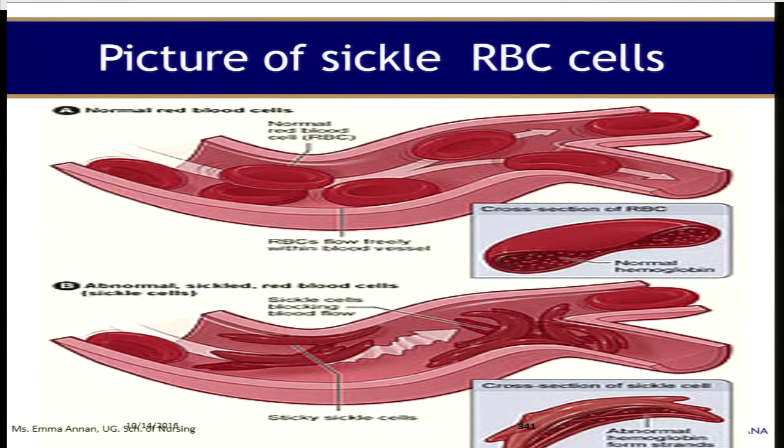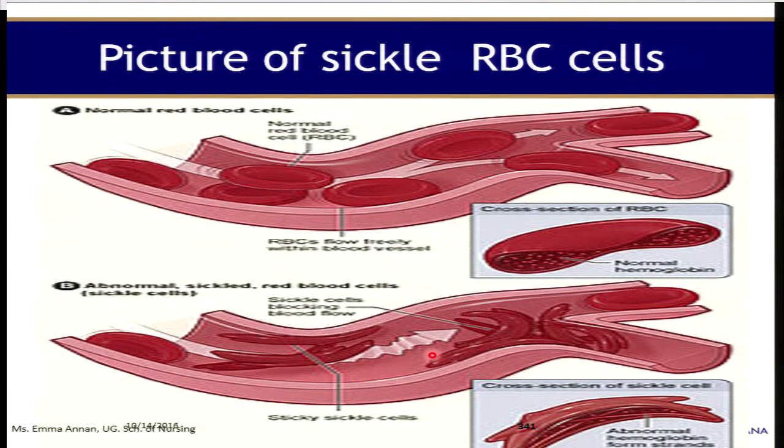So now we are moving on to sickle cell anemia. The image that you can see on the screen is a picture of a sickle red blood cell and a normal red blood cell. So these are the normal red blood cells and the sickle red blood cells.